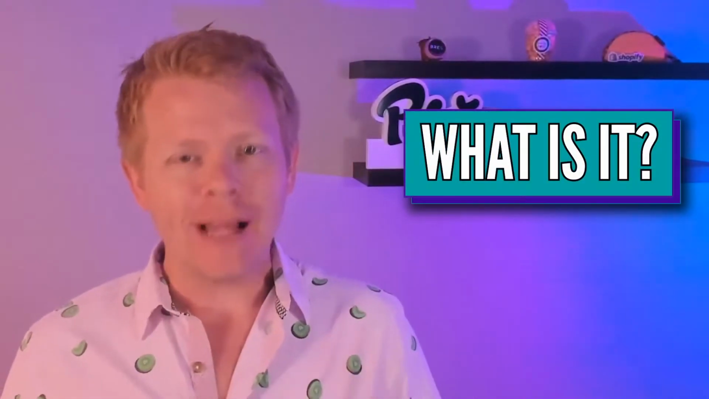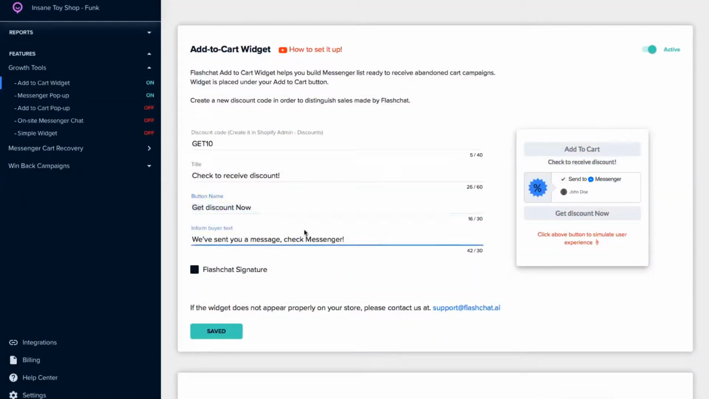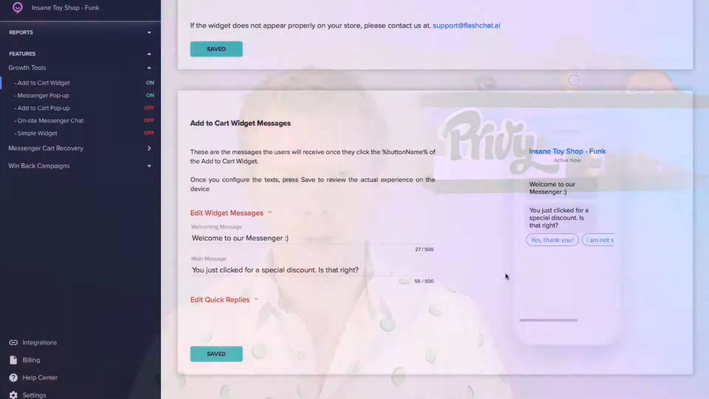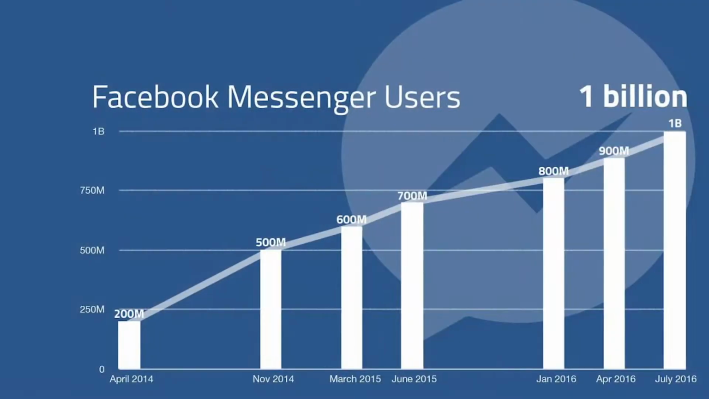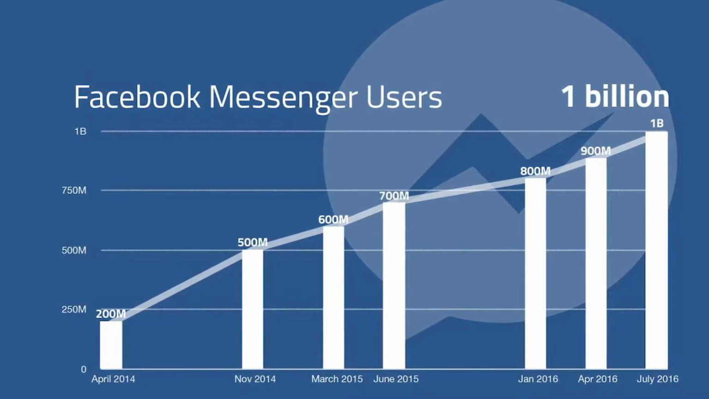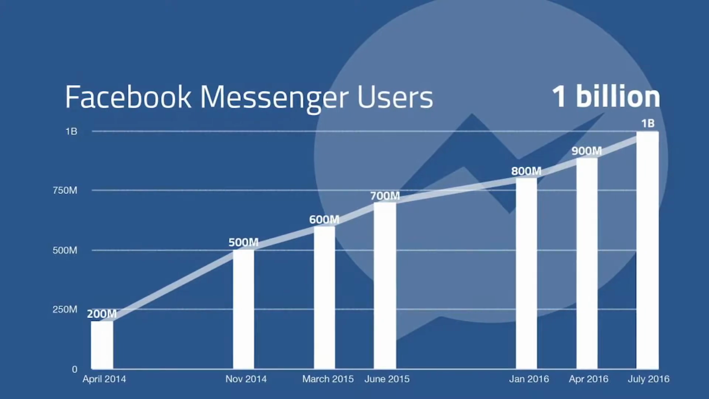What is it? Flashchat is a messenger marketing platform focused mostly on nurturing, engaging, and converting more of your prospective customers by adding a new touchpoint to your marketing mix, messenger marketing. Messenger has a wide reach, and investing in it as a channel has been proven to increase conversion rates for e-commerce stores. With Flashchat, you can re-engage your customers directly in Messenger to close the sale or upsell or cross-sell.